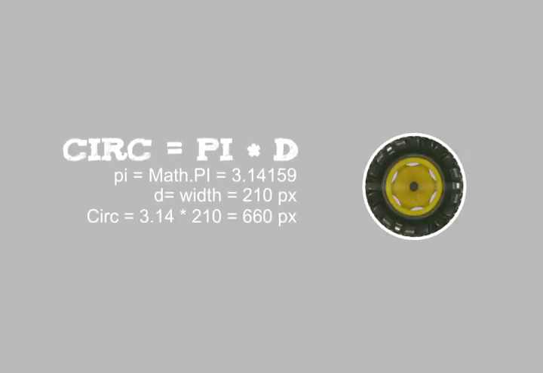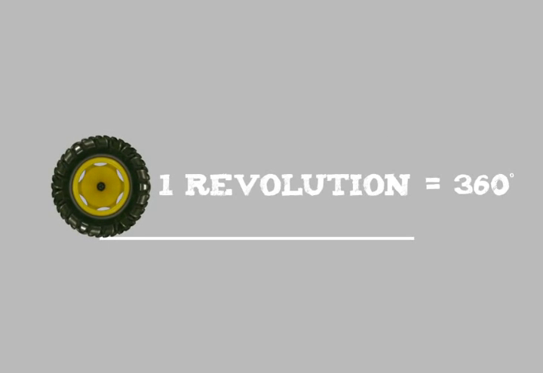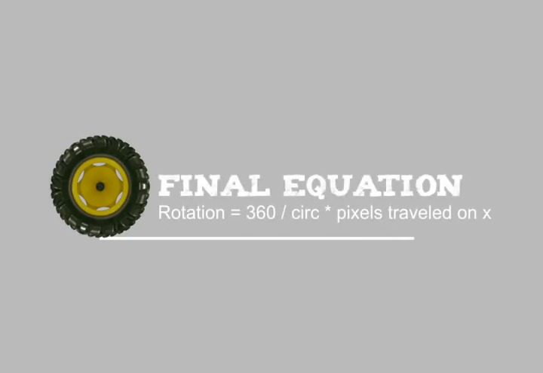This means that for every 660 pixels the tractor moves, we want the rear wheel to rotate 1 revolution. But we need to write our expression in terms of pixels and degrees, so 1 revolution equals 360 degrees, and we want this to happen over a distance of 660 pixels. As a result, the tire will rotate 0.55 degrees per pixel of movement. Therefore, our final equation will be rotation equals 360 degrees divided by the circumference of the layer multiplied by the pixels traveled on the x-axis.